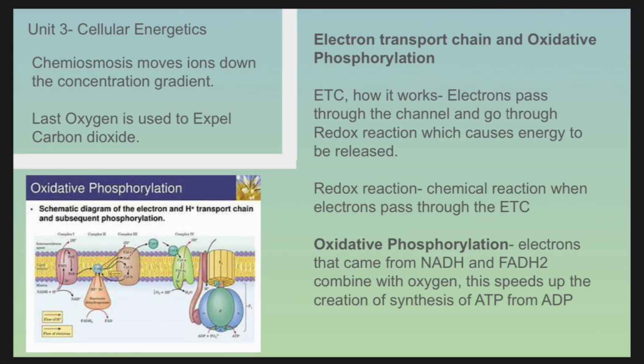Now, what's oxidative phosphorylation? It's basically when electrons that came from the NADH and the FADH2 combine with the oxygen, and this speeds up the synthesis of ATP from ADP.